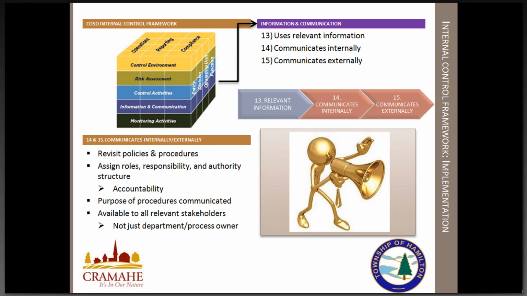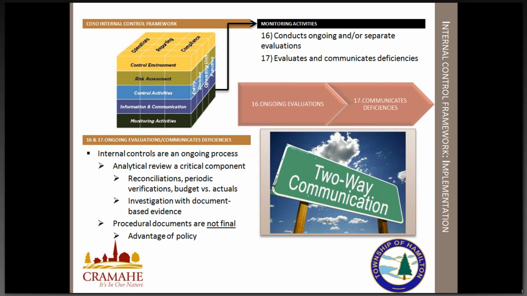To ensure proper functioning of all internal controls, ongoing communication needs to be performed to employees both inside and outside the department. So policy and procedural documents need to be continually reviewed to ensure proper execution and to maintain operational effectiveness, which feeds into the foundation of the internal control framework, which is the monitoring activities. And that internal control implementation is really an ongoing process.